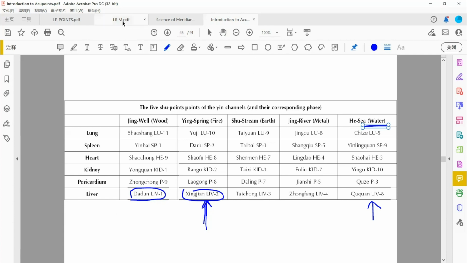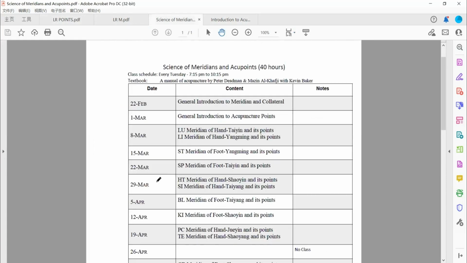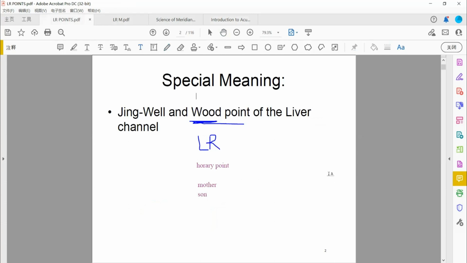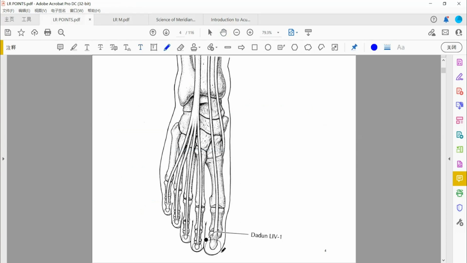Okay, quick review. Now this one, wood points, liver, wood. So this one is a horary point, the mother point is liver 8, the son point is liver 2. The location: it's beside the big toenail, on the lateral side. Here, liver 1.